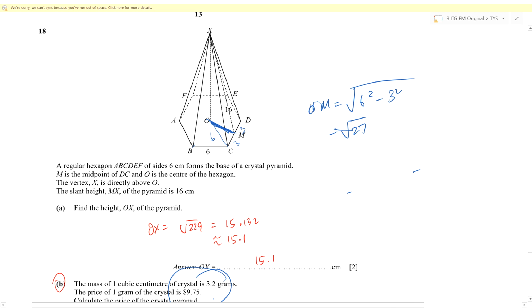Now that we have OM equals root 27, we draw the right angle triangle for OMX. You get it ready? OM root 27. This is our X, and this is 16.